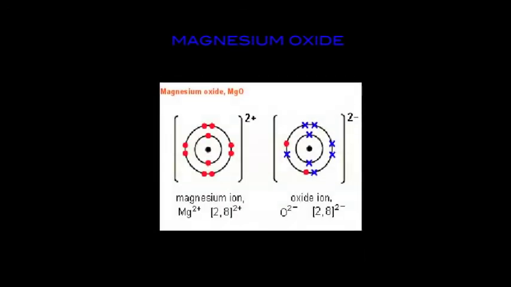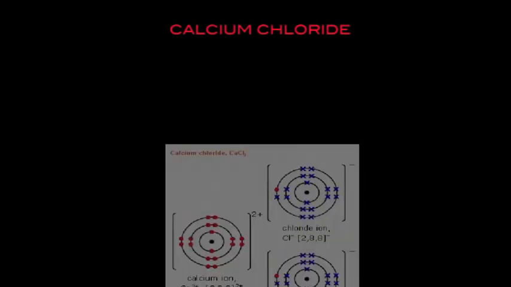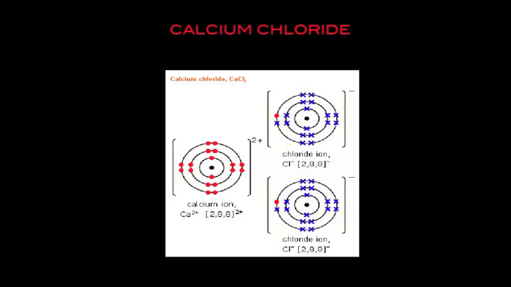Magnesium oxide is an ionic compound formed between a metal, magnesium, and a non-metal, oxygen. Magnesium donates 2 electrons to oxygen. Thus, magnesium gets a valency of 2+, while oxygen gets a valency of 2-. Calcium chloride is another example of the same, where calcium donates 2 electrons to the 2 chlorine atoms. Thus, each chlorine gets a 1- valency, while calcium gets a 2+ valency.